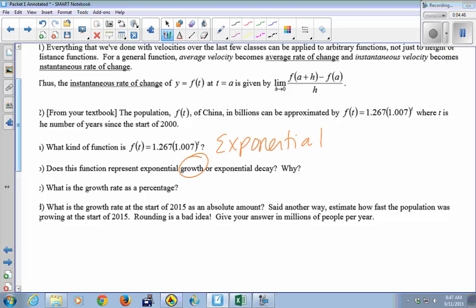Yep. The base of the exponential is bigger than 1. 1.007 is bigger than 1. Same thing. What is the growth rate as a percentage? Close. 0.7%.